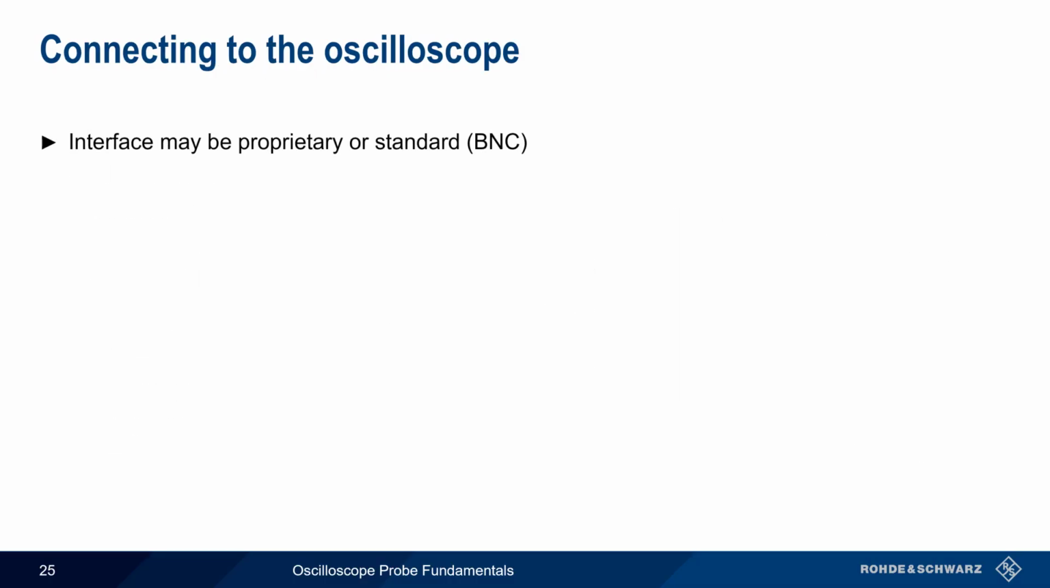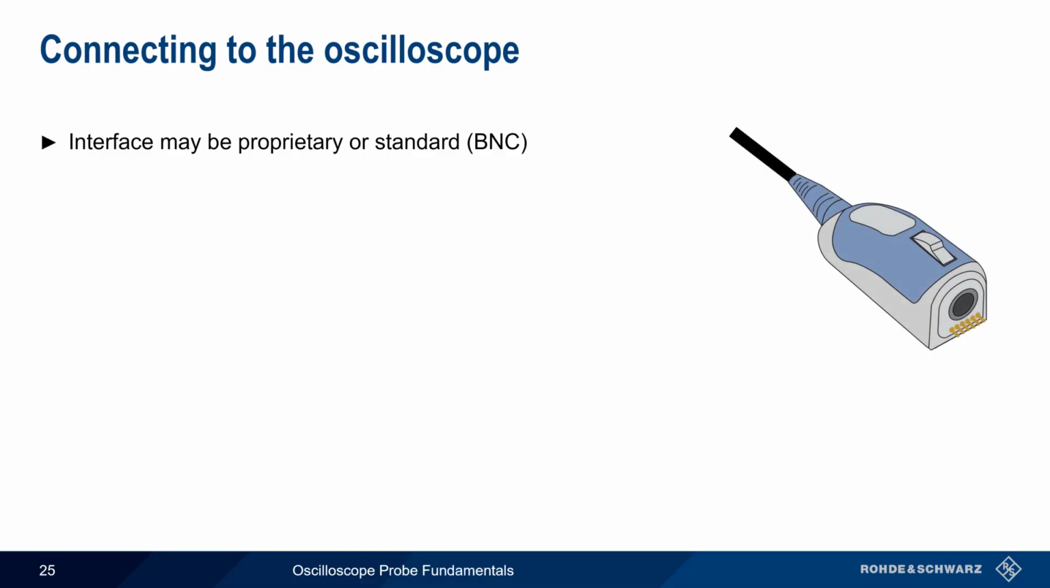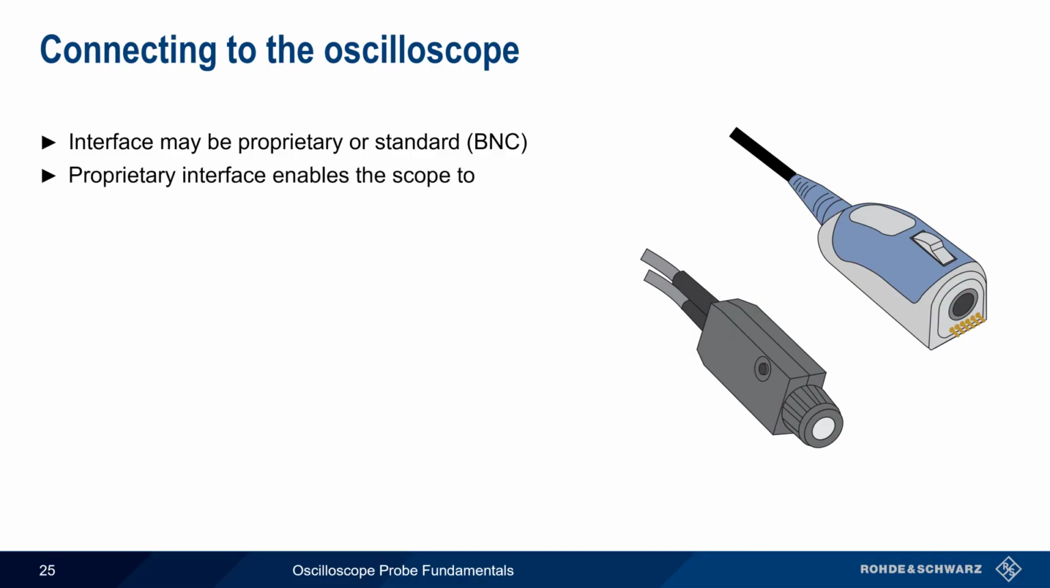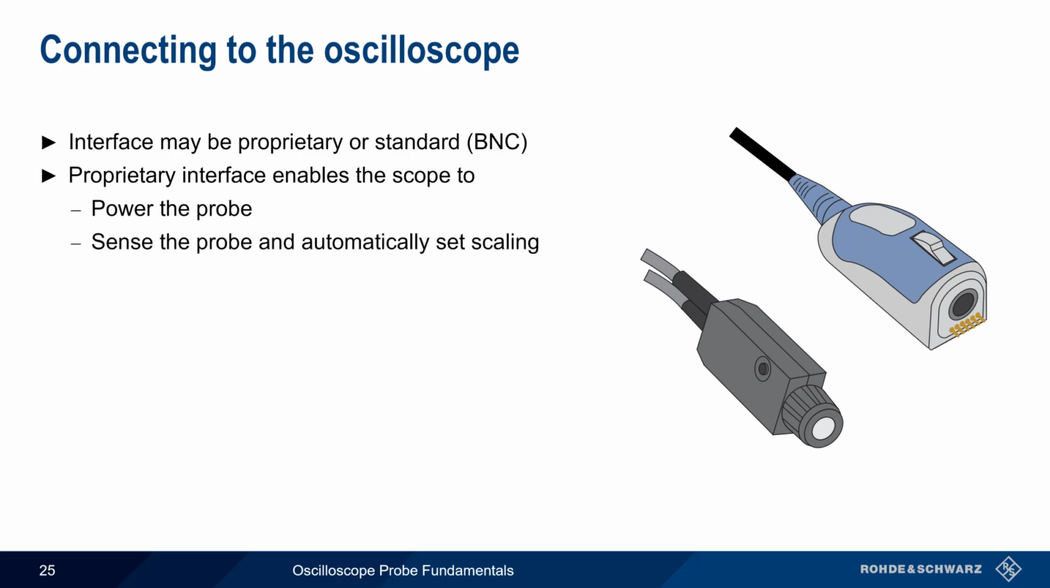Current probes may attach to the scope through a proprietary interface or using a standard BNC connector. The advantages of using a proprietary interface are that this enables the scope to provide power to the probe, and this also enables the scope to sense the probe type, thereby allowing it to automatically set the proper scaling factor. Degaussing and zeroing, topics we'll discuss in a few moments, can also be performed via the scope's interface.